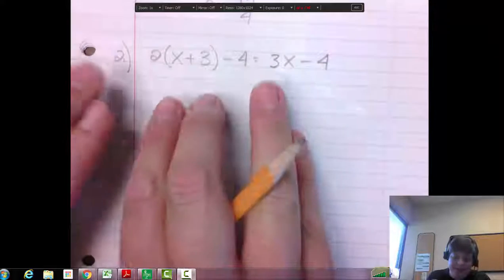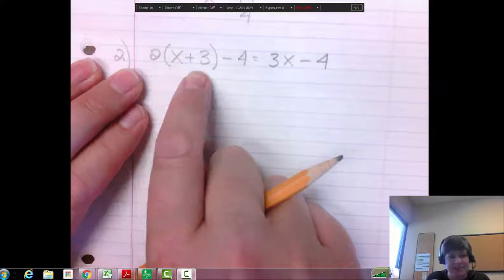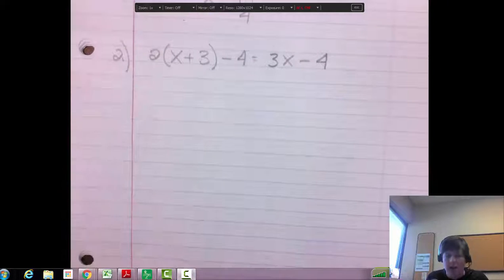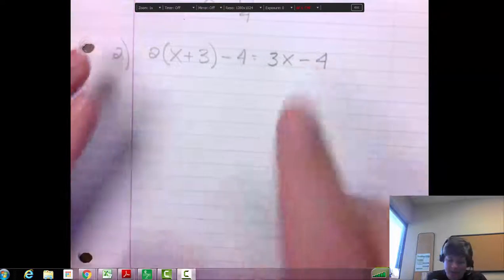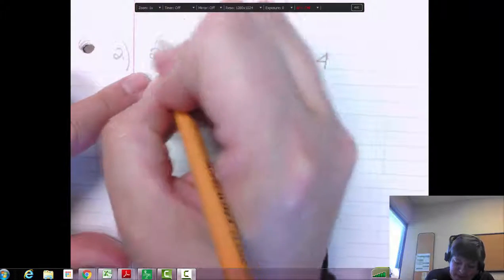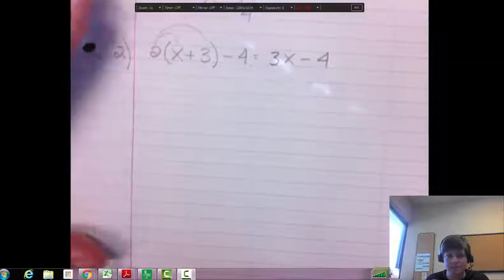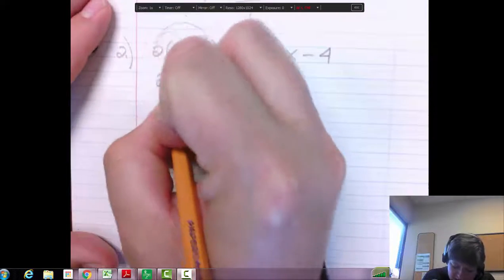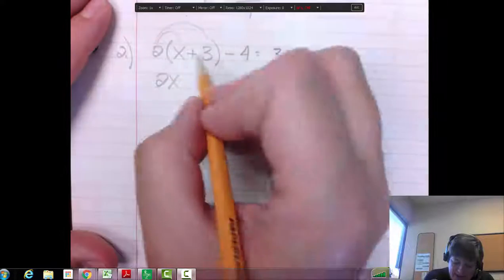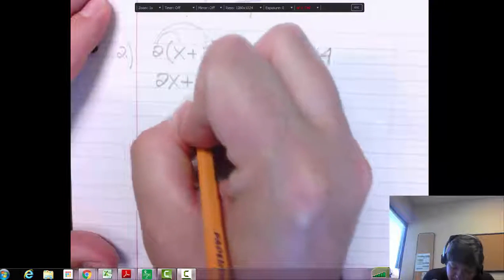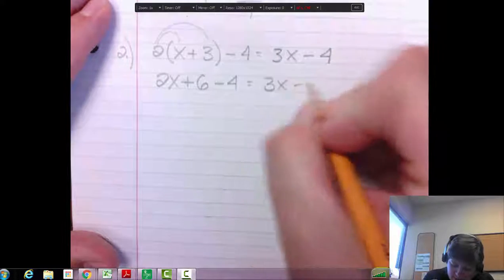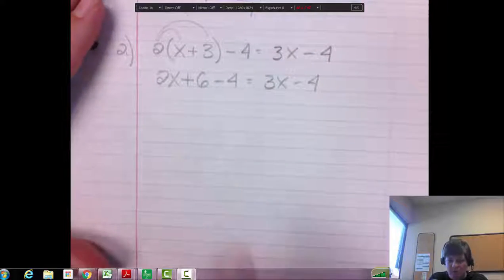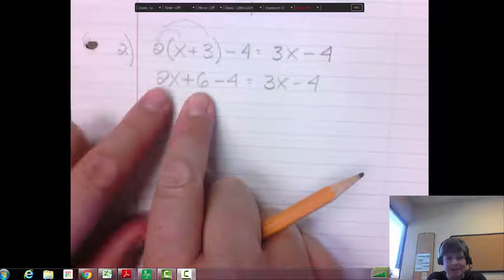So on the left side, I see parentheses that I need to get rid of, right? So I need to do the distributive property. On the right side, I don't see any distributive property. So I'm going to start here, and I'm going to times the 2 by both terms. 2 times x is 2x. 2 times 3 is 6. I still have that minus 4 equals 3x minus 4. So all I did was times the 2 by both terms, and I'm here.